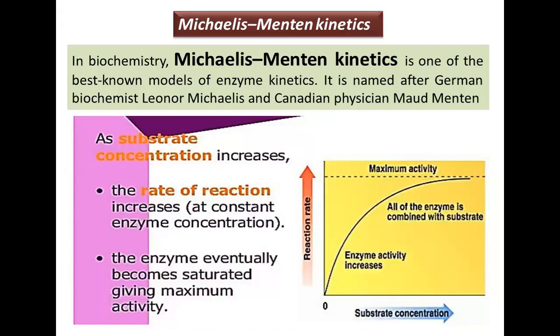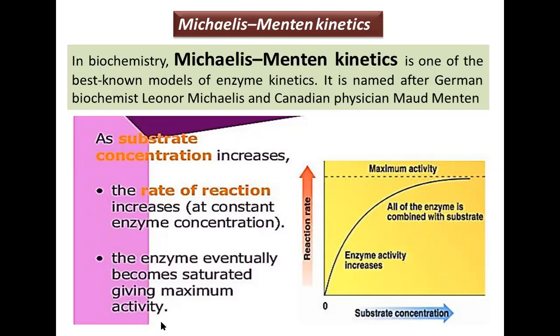Next, one more model is there. That is the Michaelis-Menten model, or we can say the Michaelis-Menten kinetics also. This is very important in the enzyme substrate complex reaction. It is a reaction where the enzyme will react with the substrate and form an enzyme substrate complex. But at constant enzyme concentration, the rate of a reaction will increase.